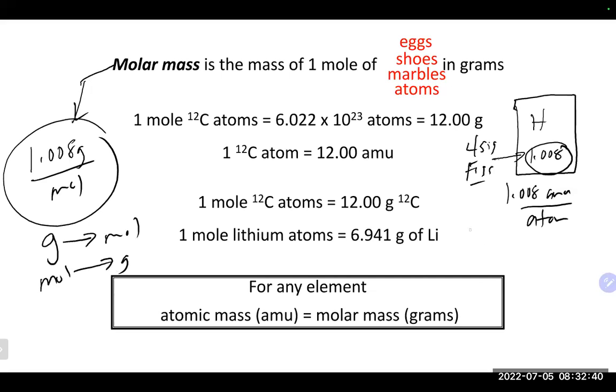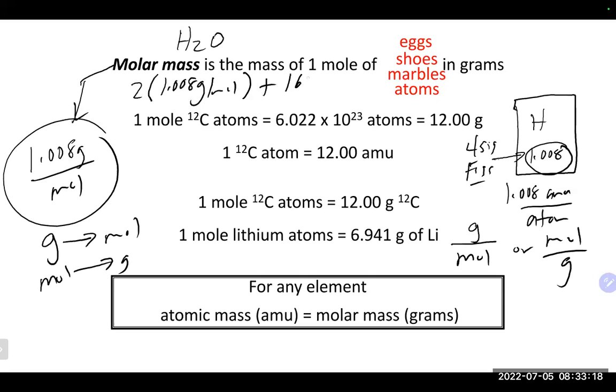We'd use it as a conversion factor with grams on top and moles on the bottom, or moles on top and grams on the bottom. Now, whenever you are calculating the molar mass of something, it is based on just the formula. For example, if we had water, H2O, the molar mass would be 2 times the molar mass of hydrogen from the periodic table, plus the molar mass of oxygen from the periodic table. That gives us a molar mass of water of 18.02 grams per mole. The grams stays with the 18.02, and it is per 1 mole.